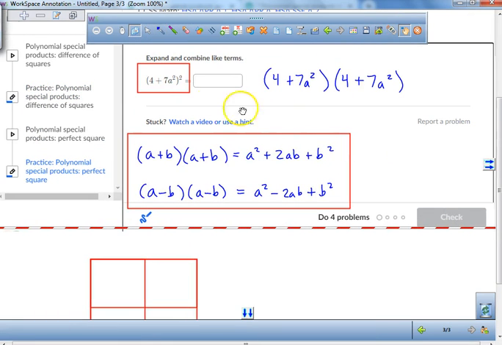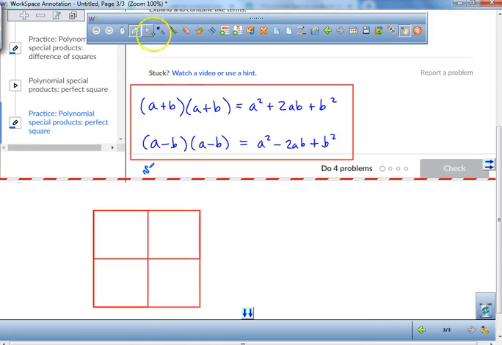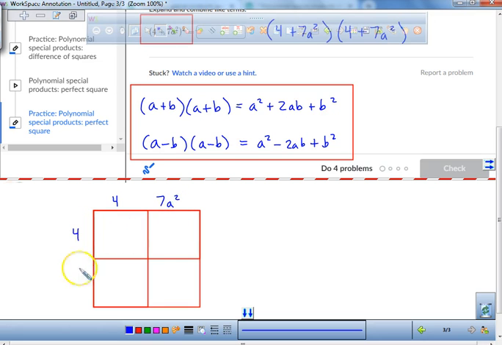So right here, we have 4 plus 7a squared. What you have to do is put a 4 and a 7a squared here, and a 4 and a 7a squared right there. Now you'll notice you do the same pattern. 4 times 4 is 16. 4 times 7 is 28. 7 times 4 is still 28. And 7 times 7 is 49. We got a to the power of 4 because a squared times a squared is a to the power of 4.